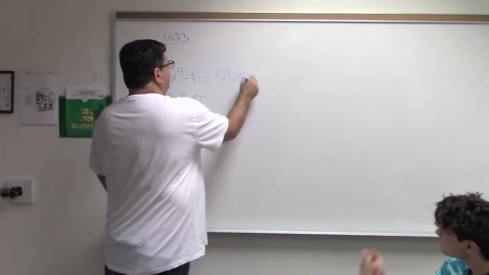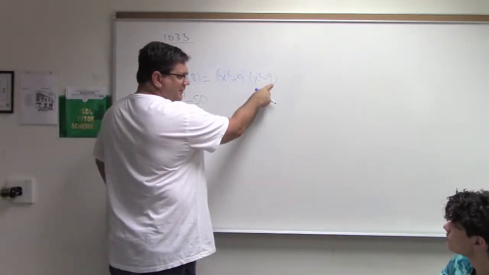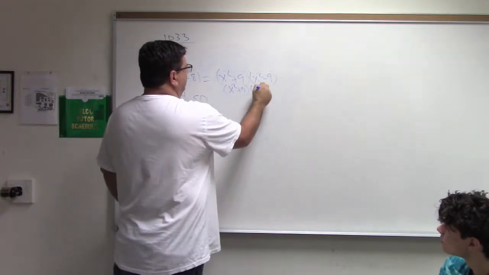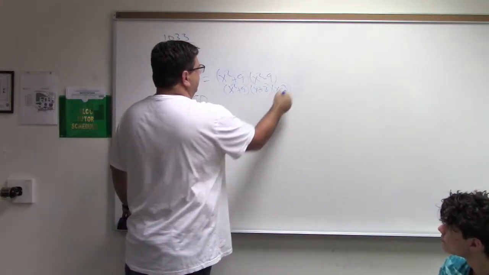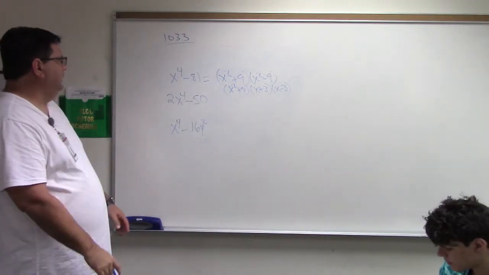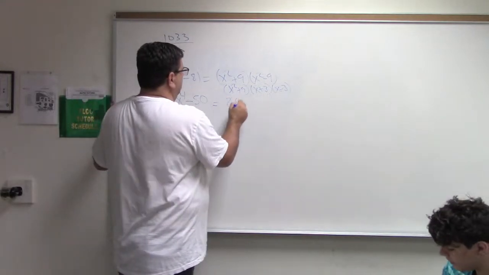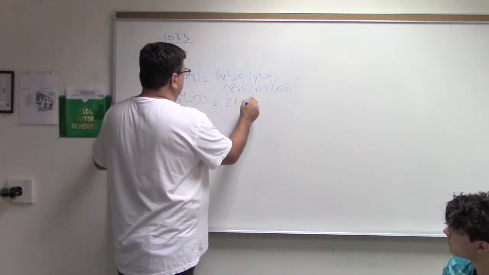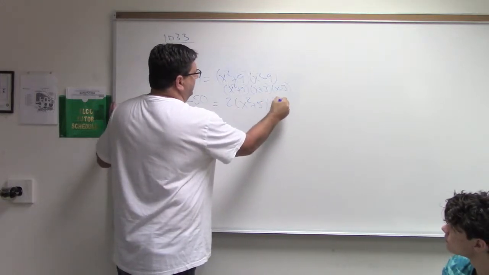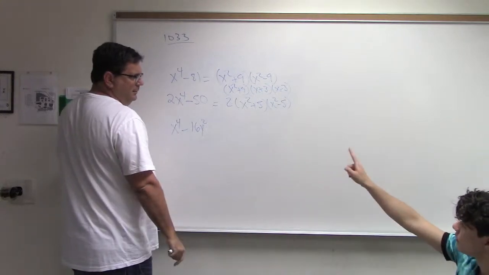X squared plus 9, x squared minus 9. And then the x squared minus 9 continues: x plus 3, x minus 3. The second one, I got 2 outside, and then x squared plus 5, x squared minus 5. Now, why does this one not continue when that one did? Because 5 is plus.